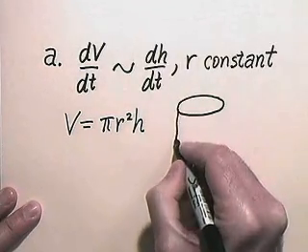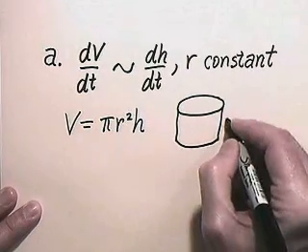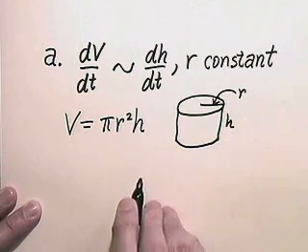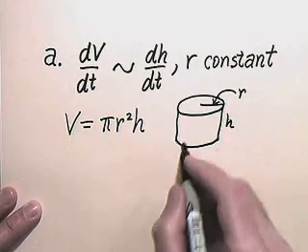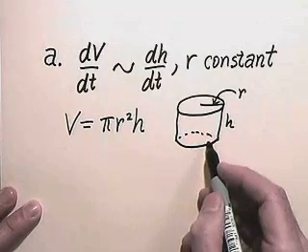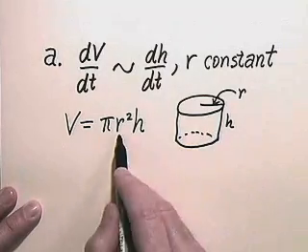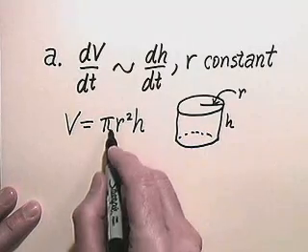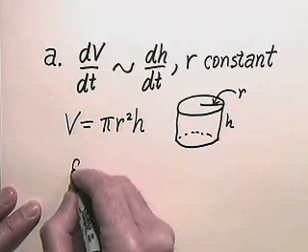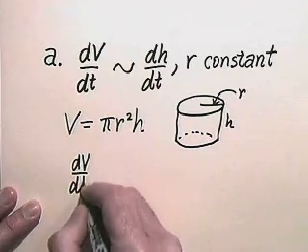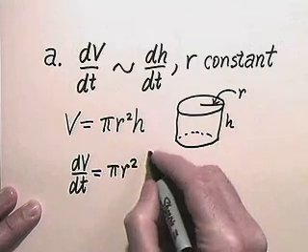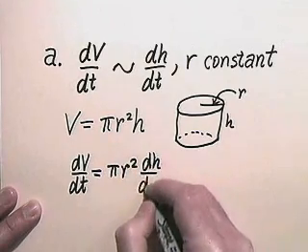So here's a picture of our cylinder, and here's the height, and the radius of the base is r. Then it's easy to see that the volume should be the area of the base times the height, which is then pi r squared h. So if the pi r squared is a constant, then when I differentiate the equation on both sides with respect to t, I'll simply get pi r squared times dh/dt.